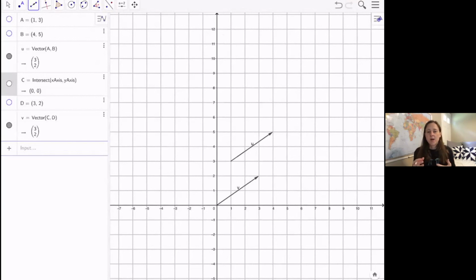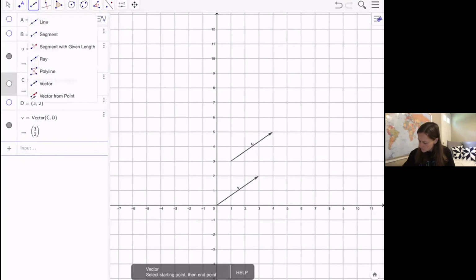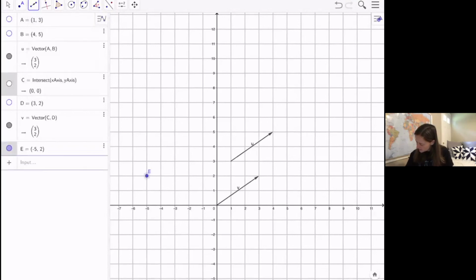So let's see if we can plot a third vector that's going to be equivalent to these 2 vectors. Okay, so I'm going to start over here in the second quadrant, let's say over at (-5, 2). And to get an equivalent vector, I need to go in the same direction, 3 to the right and up 2.